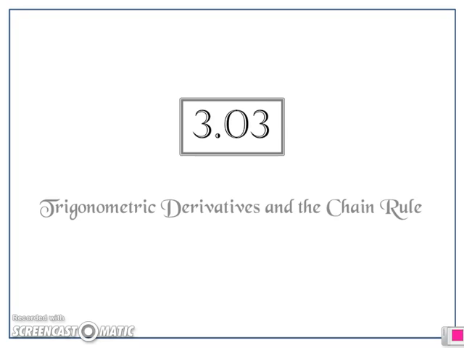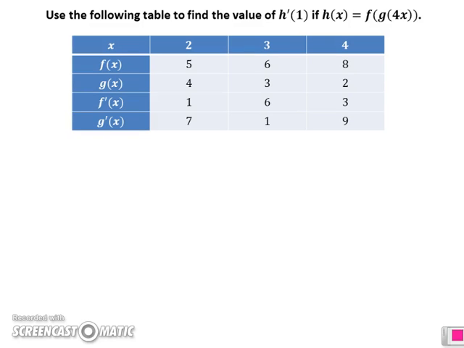The focus of this video is to show you how to take the derivative of a composite function, which is where you need to use the chain rule. So let's start with this example. Use the following table to find the value of the derivative of h when x equals 1, if h of x equals this function here.